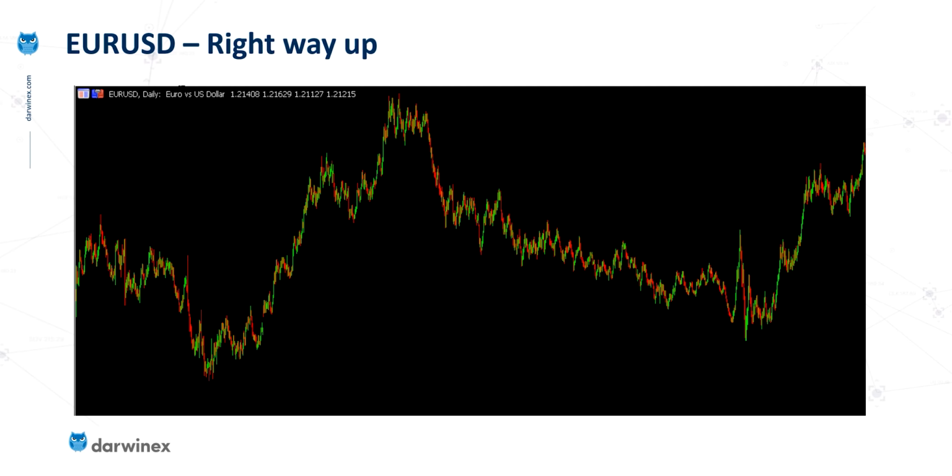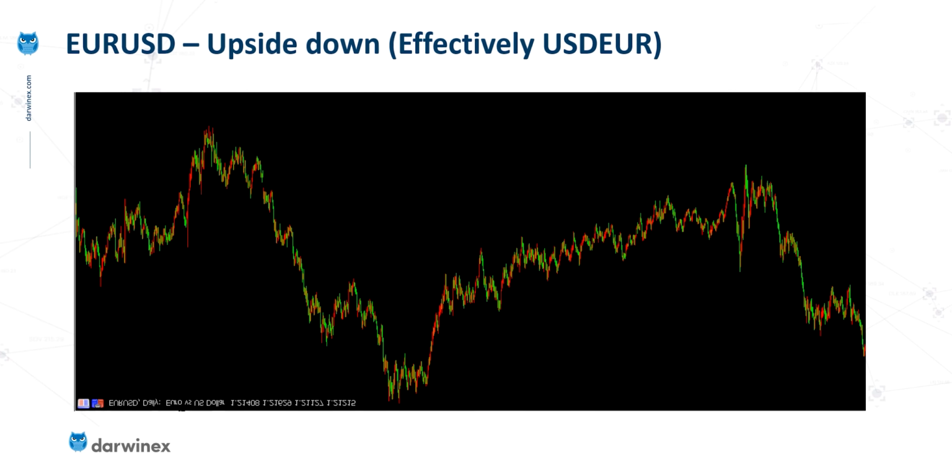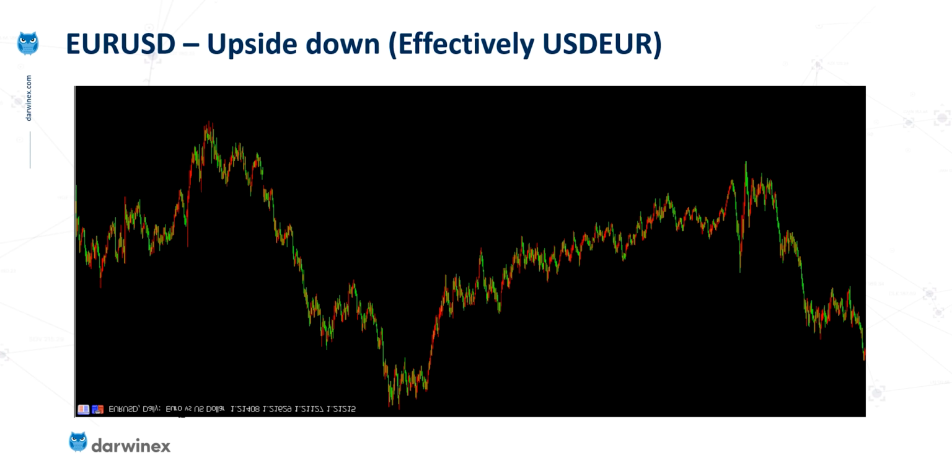But let's now flip this on its head. If the convention for plotting these charts was to put the dollar first, then this is exactly what the chart would look like. And if you showed this chart to any trader, they would not be able to see that there was any issue with it. It looks equally viable this way as it does the other way. So what are the implications of this?